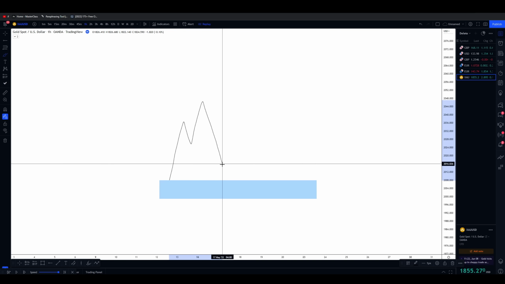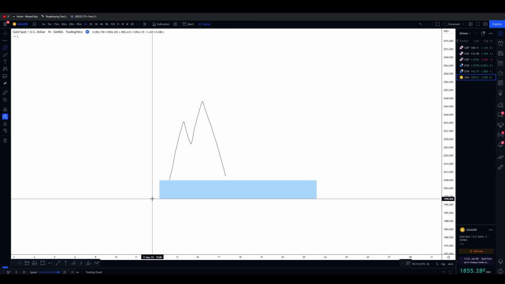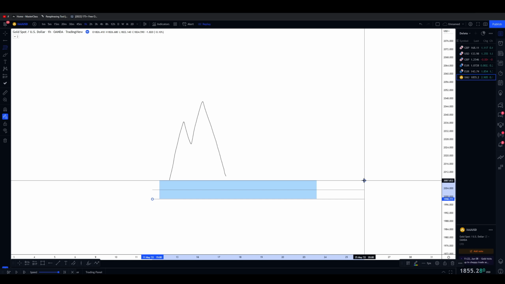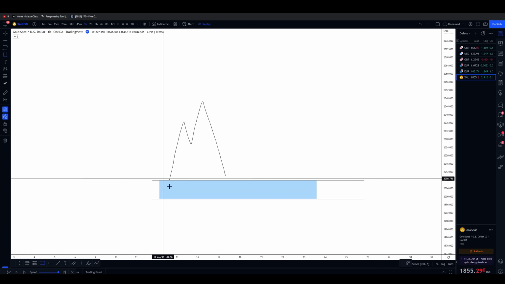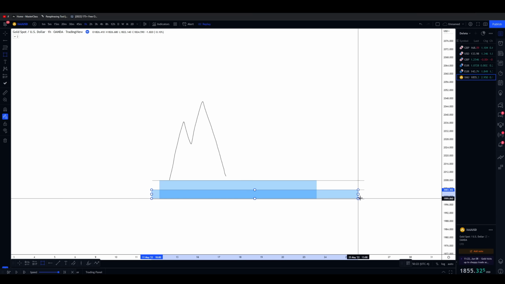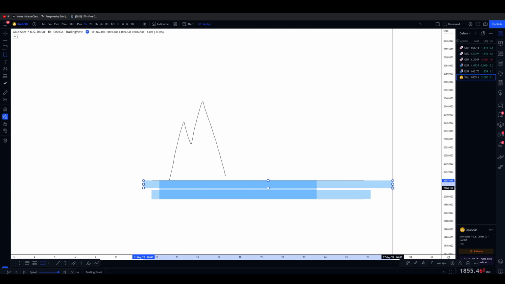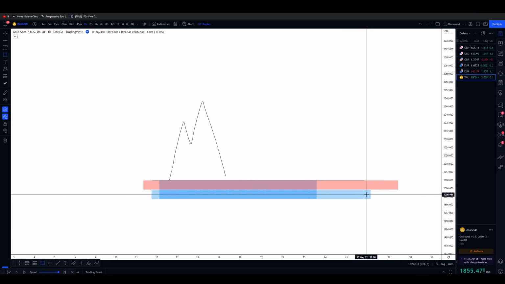So we have an order block which the market is approaching. Measure the 50% of this OB and then draw out 50% of the bottom and 50% of the top. We'll make the top red and the bottom we'll keep as blue. Now the top, you never want to set limits at the top of the 50%.